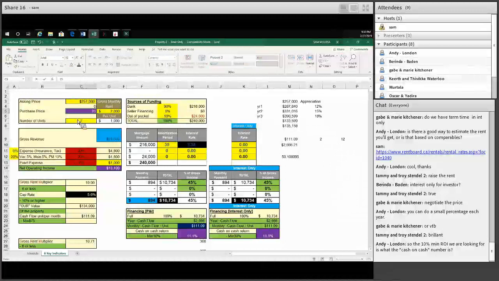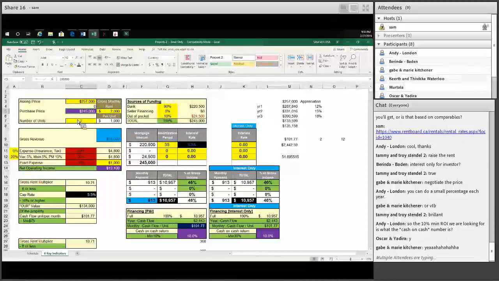Yep, there you go. Look at that. Now because I dropped my expenses $1,000, $245,000 is what I can pay for this property. Everybody see that? If I can drop my expenses, I could end up paying more for the property.